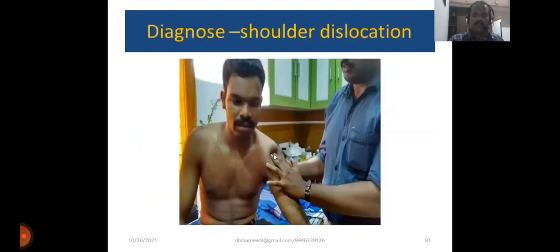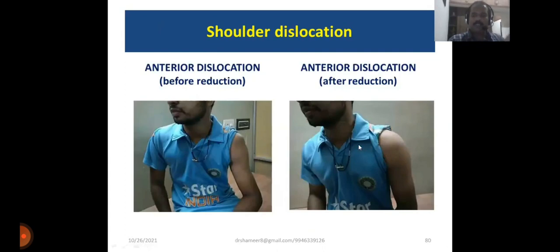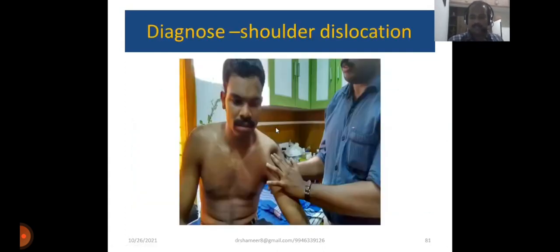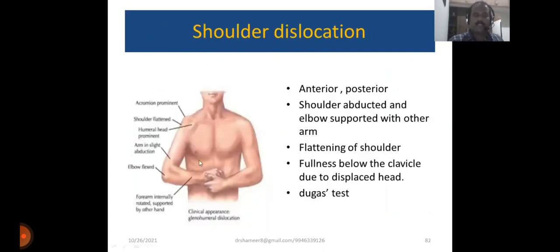We can see a shallow dig area here, and after dislocation, we can see there is a definite normal dome of the shoulder. Okay. This is the typical presentation of an anterior shoulder dislocation: slightly abducted from the body, slightly externally rotated, and held by the other hand. So it is a typical presentation of a shoulder dislocation.